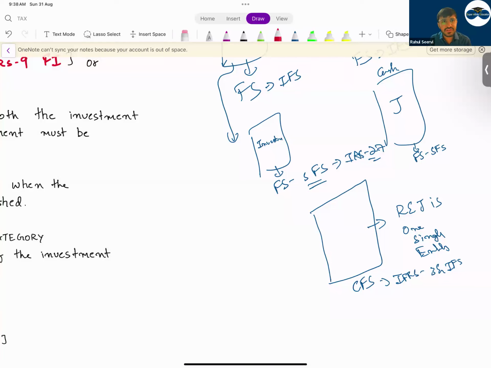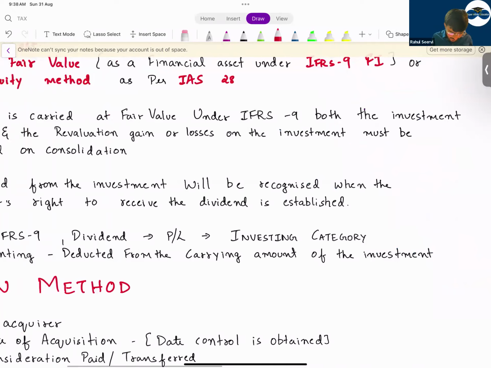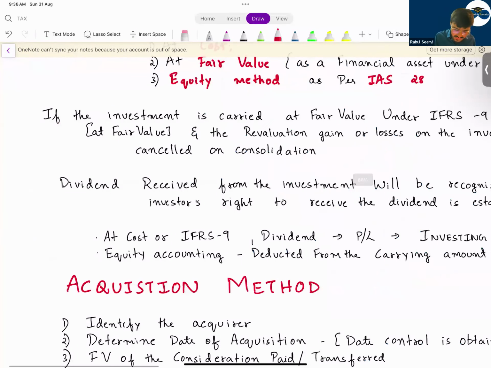A basic thing which I mentioned: consolidation is done to show power in the market, or to show off. Simple. So now see here, IAS 27, separate financial statements.